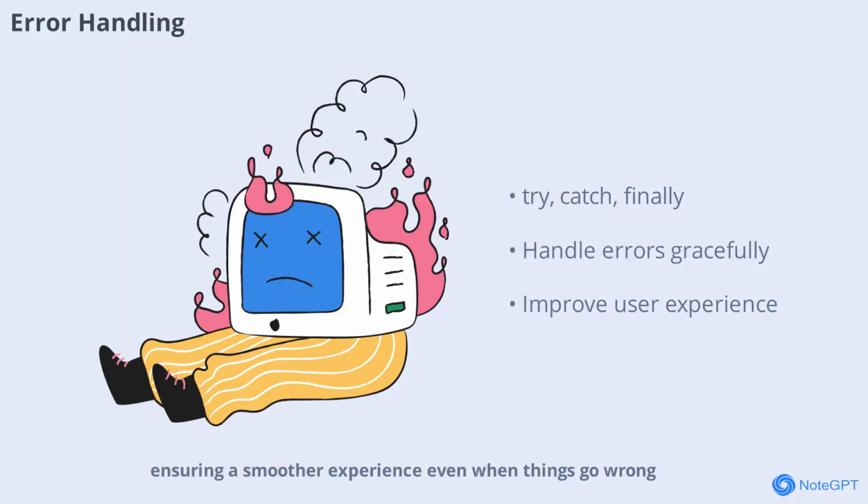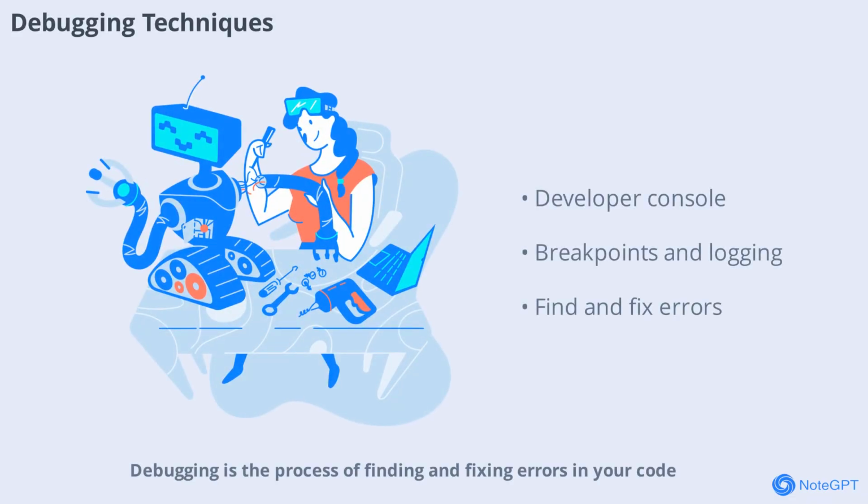when things go wrong. Debugging is the process of finding and fixing errors in your code. JavaScript offers several tools for debugging, including the browser's developer console, breakpoints, and logging with console.log. Learning to debug effectively will save you time and frustration. We'll cover the most useful debugging techniques and show you how to track down and resolve issues in your scripts.